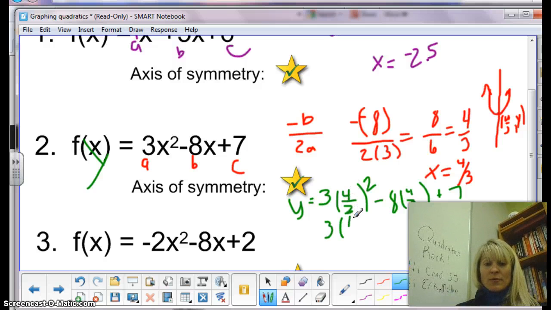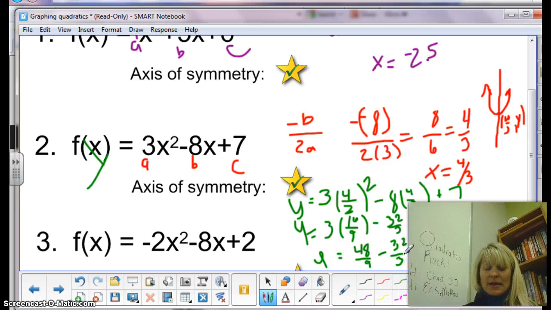So this becomes 4 squared, which is 16, and 3 squared, which is 9. And then minus, and then when we do 8 times 4 thirds, I do 8 times 4, which is 32 over 3 plus 7. So now I need to multiply this. 3 times 16, that would give me 48 over 9 minus 32 over 3 plus 7. Still trying to find out what that y value is for the vertex.